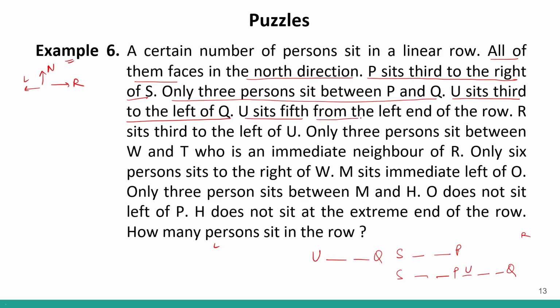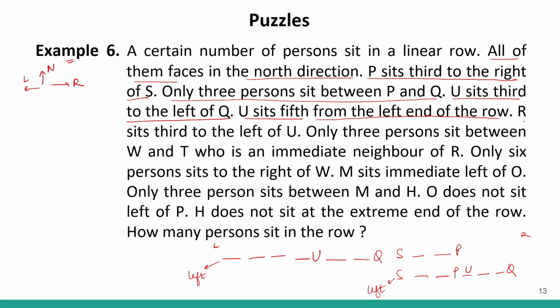U sits fifth from the left end of the row. So fifth from the left end means 1, 2, 3, 4 and then U, in both cases. So in the second case, S is basically at the left end of the row. And in the first case, this unknown person will be at the left end of the row.